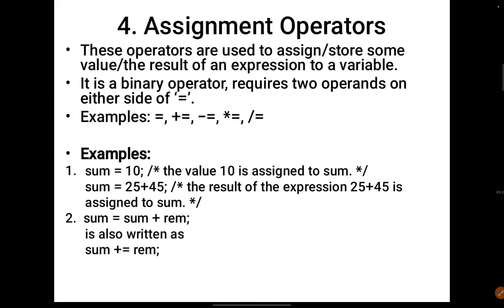Assignment operators. These operators are used to assign or store some value, the result of an expression, to a variable. It is a binary operator, requiring two operands on either side of equals. Example: sum is equal to 10. The value 10 is assigned to the sum. Sum is equal to 25 plus 45. The result of the expression 25 plus 45 is assigned to the sum. Sum is equal to sum plus remainder, which is also written as sum plus equals remainder.